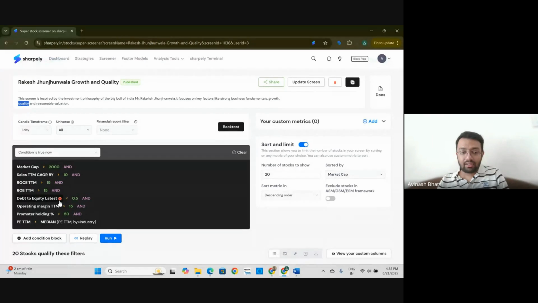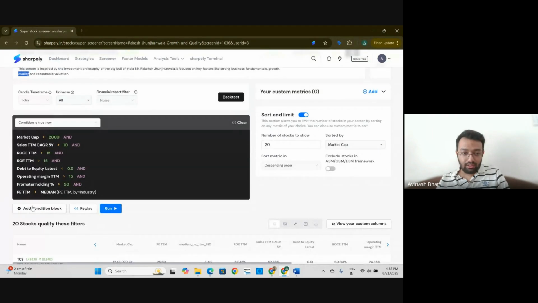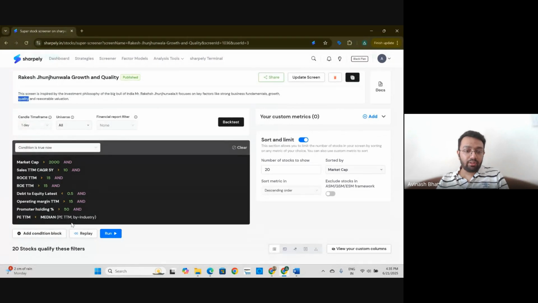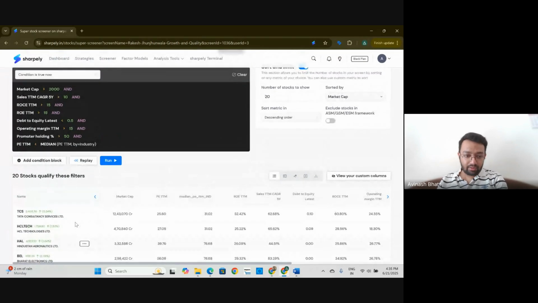So this is basically a screen based on the investment framework of Mr. Jhunjhunwala. And again, here, as you can see, in the previous example, we used median for growth. Right now, we are using median for valuation. So now what I'm doing is filtering those companies whose P ratio is less than the median of the industry. And then we have these 20 companies.